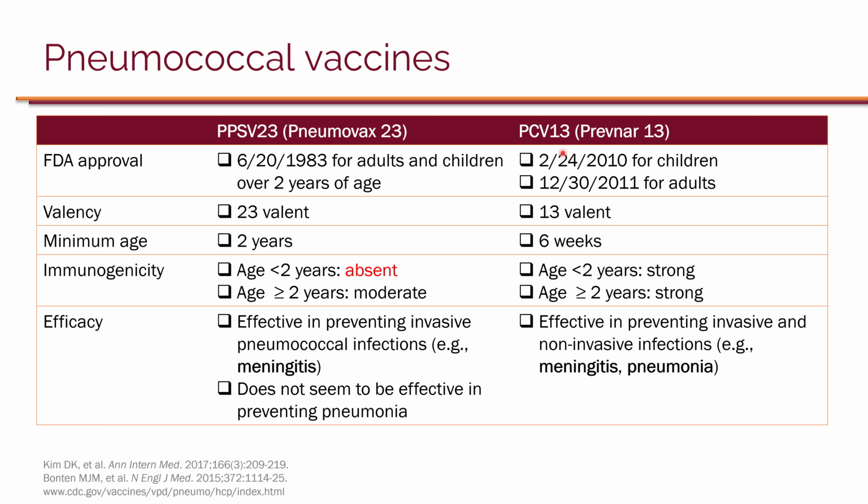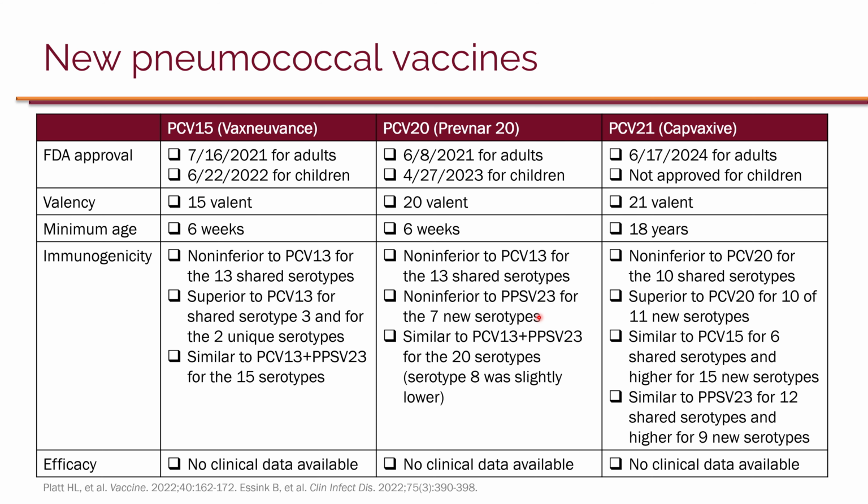So PCV13 is definitely more valuable than PPSV23, but because it only covers 13 serotypes, they definitely need to be administered in combination, not necessarily at the same time, but I'll go over the schedule shortly.